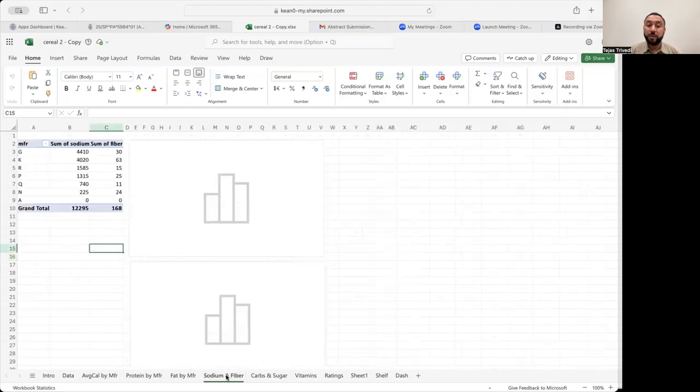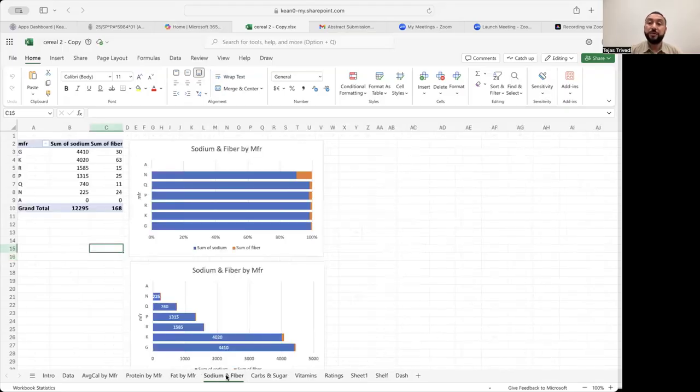Now I wanted to compare more than one variable, where I wanted to look at the sum of the sodium, and I wanted to look at the sum of fiber in a different format and different charts.